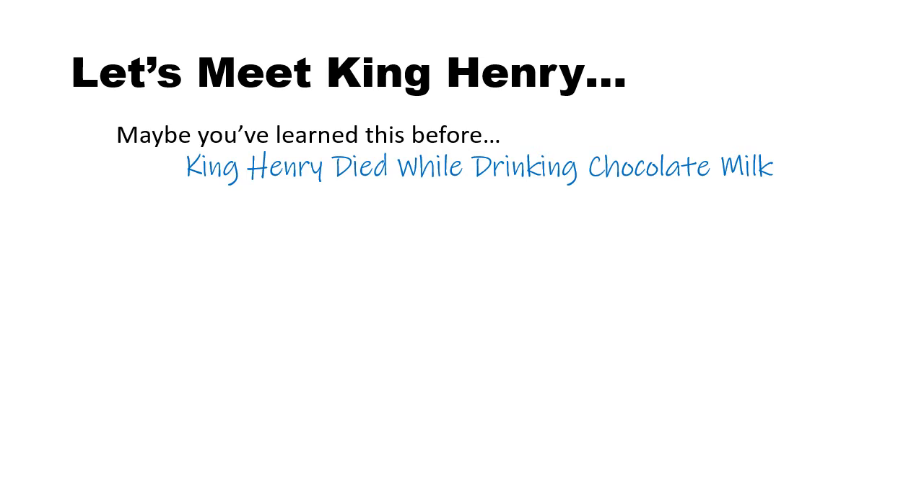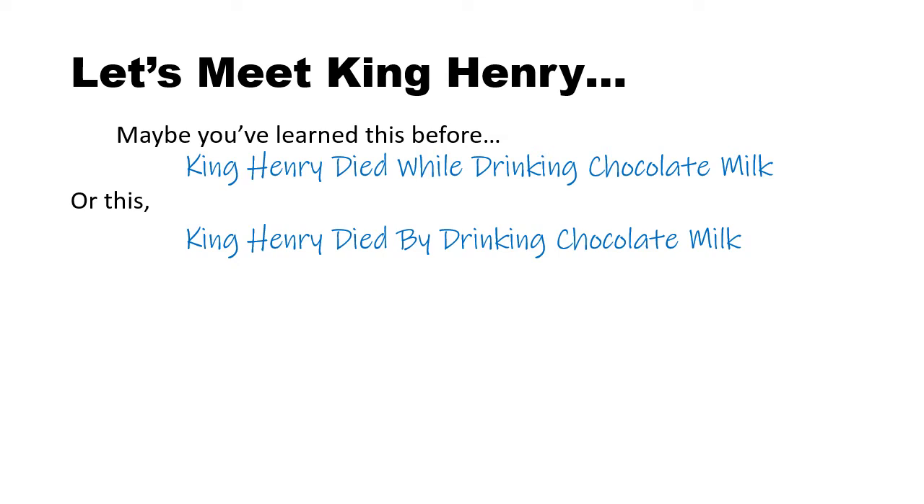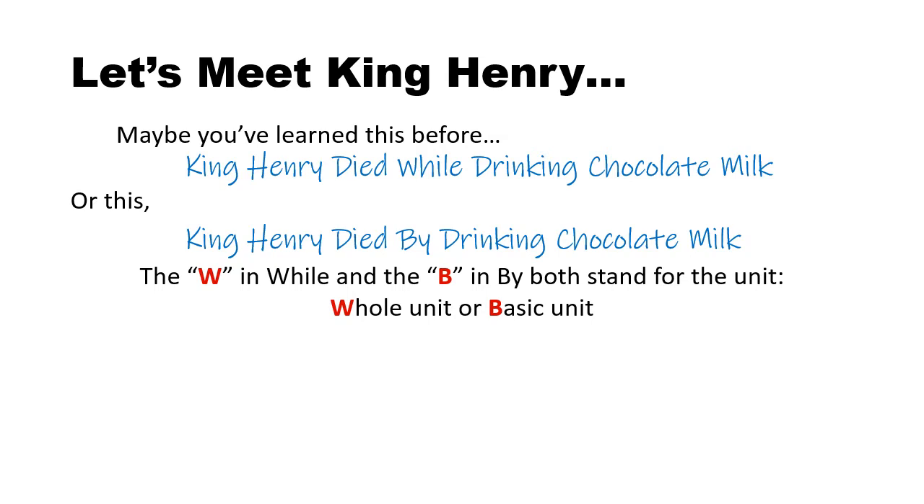Okay, so you may have learned this before, and we're going to go through it again. Let's meet King Henry. So maybe you've learned this before. King Henry died while drinking chocolate milk. Or this, maybe you learned King Henry died by drinking chocolate milk. The W in while, and the B in by, both stand for the unit. The W stands for whole unit, and the B stands for basic unit.